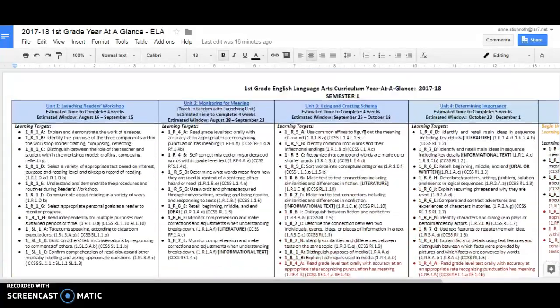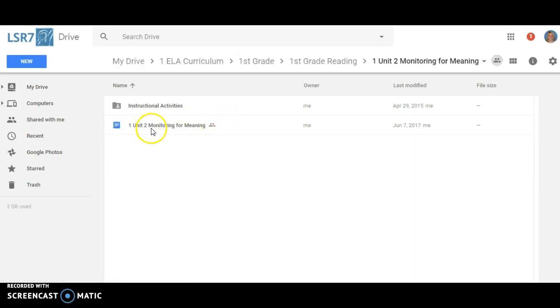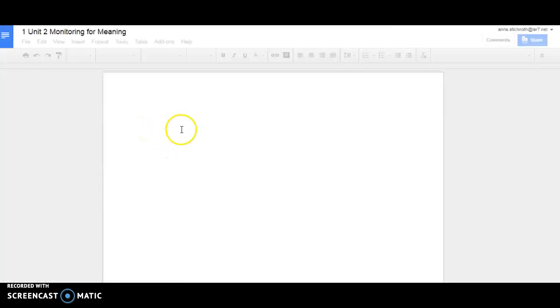I wanted to point out a couple of things about the document. One, you'll notice each unit title is a hyperlink. If you click on that hyperlink, it will take you directly to that unit folder where you can access the instructional activities or the unit plans.